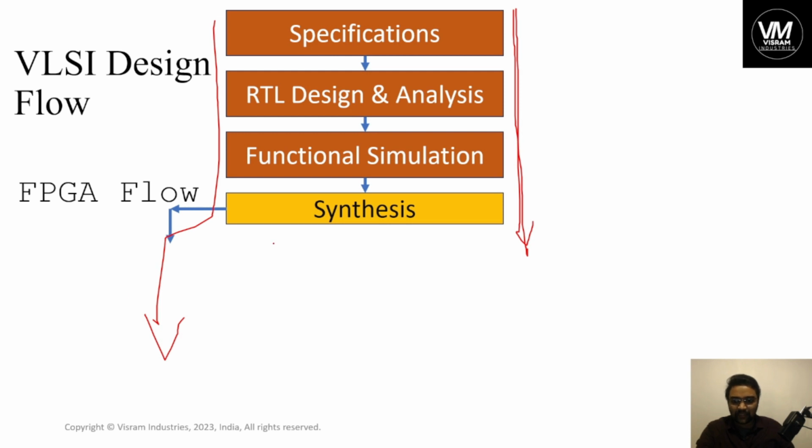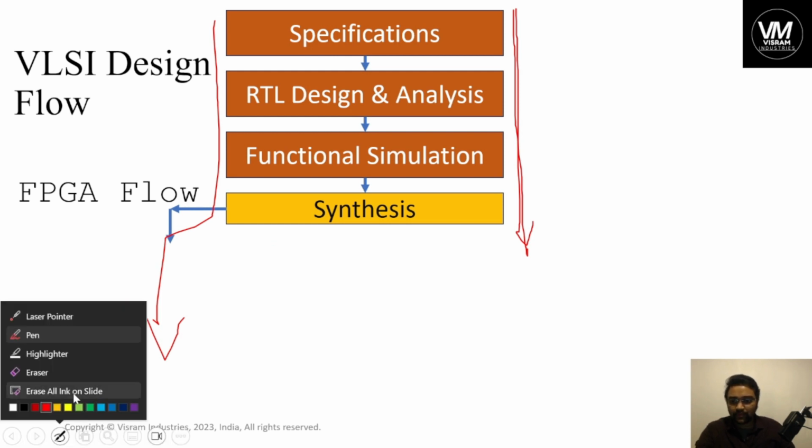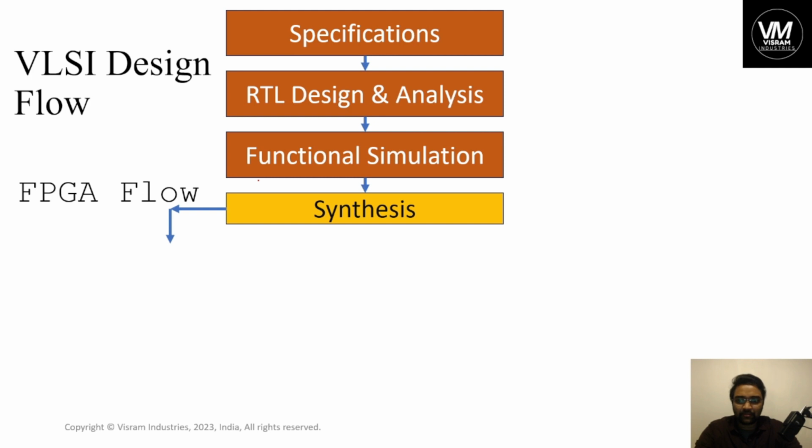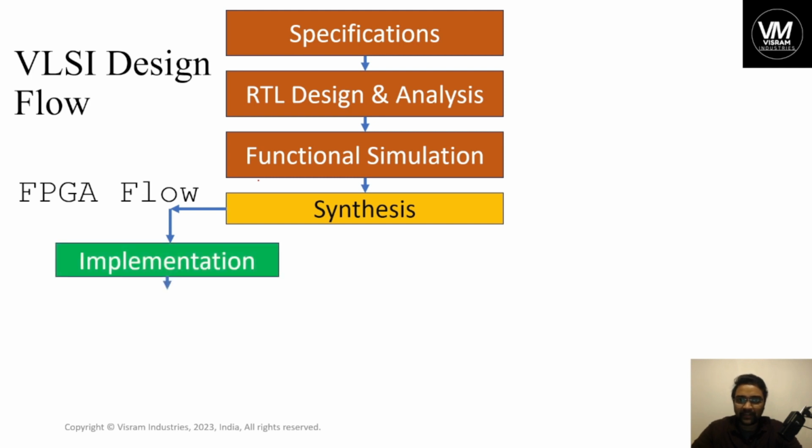I'll explain, guys. Now in the FPGA flow, the next step is implementation. This implementation will be done using the gate level netlist. We implement, actually we design. The major design steps include placing the logic blocks.